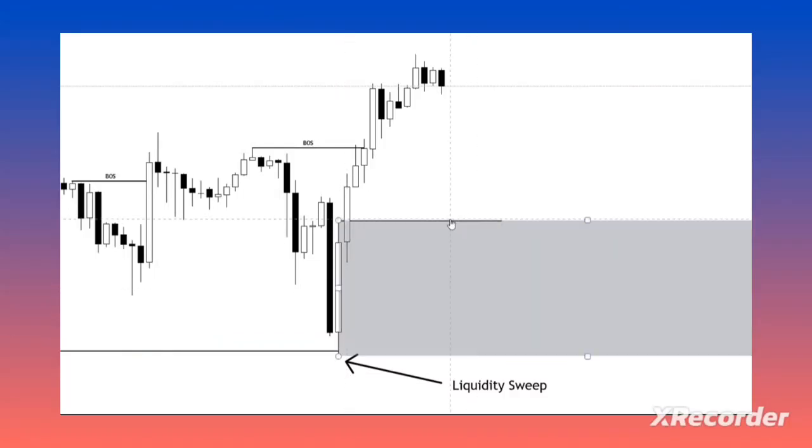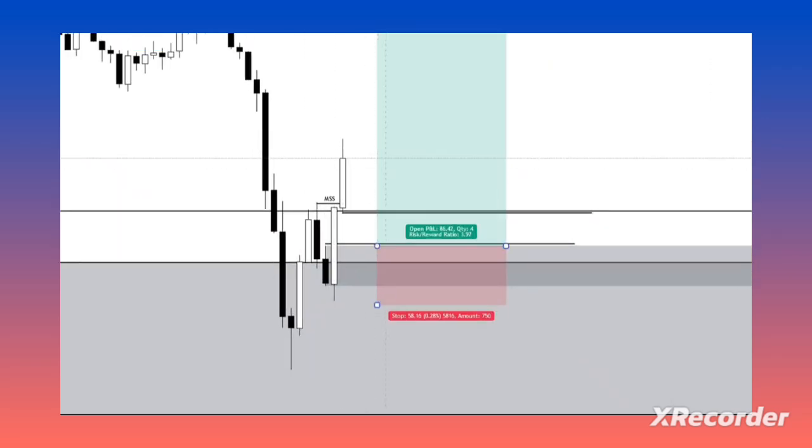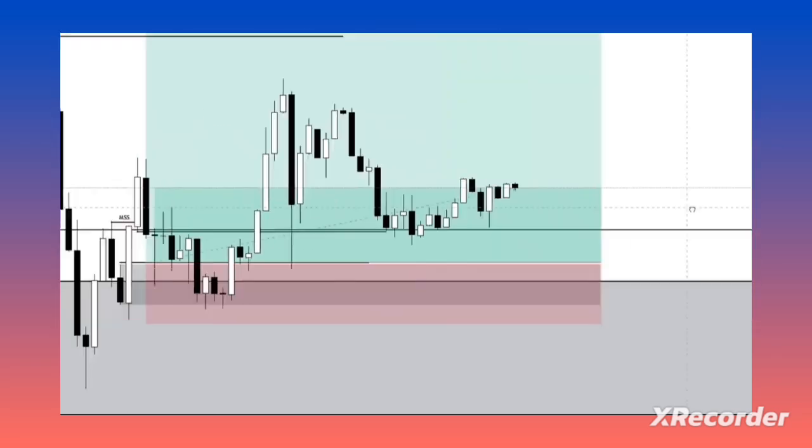This is the one and only strategy worth learning. There is no easier and more effective trading strategy than this one. It's called the order block. Stick until the end of the video to learn how simple trading can be if learned properly.